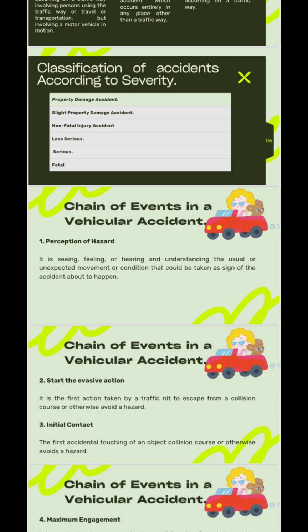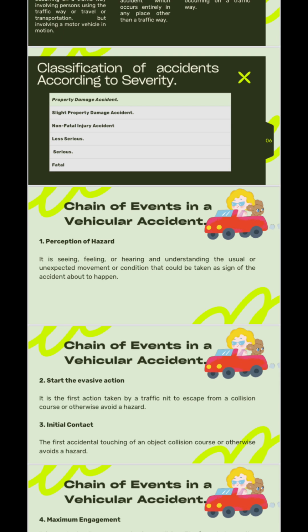So, number 2, slight property damage accident. This is similar to a property damage accident, but the extent of the damage is minor or limited. It might involve cosmetic damage or small repair that does not impact the functionality of the property. Example, a motorcyclist scrapes the side mirror of a parked car while driving slowly. The mirror is scratched but still functional, and there is no other noticeable damage to the vehicle.